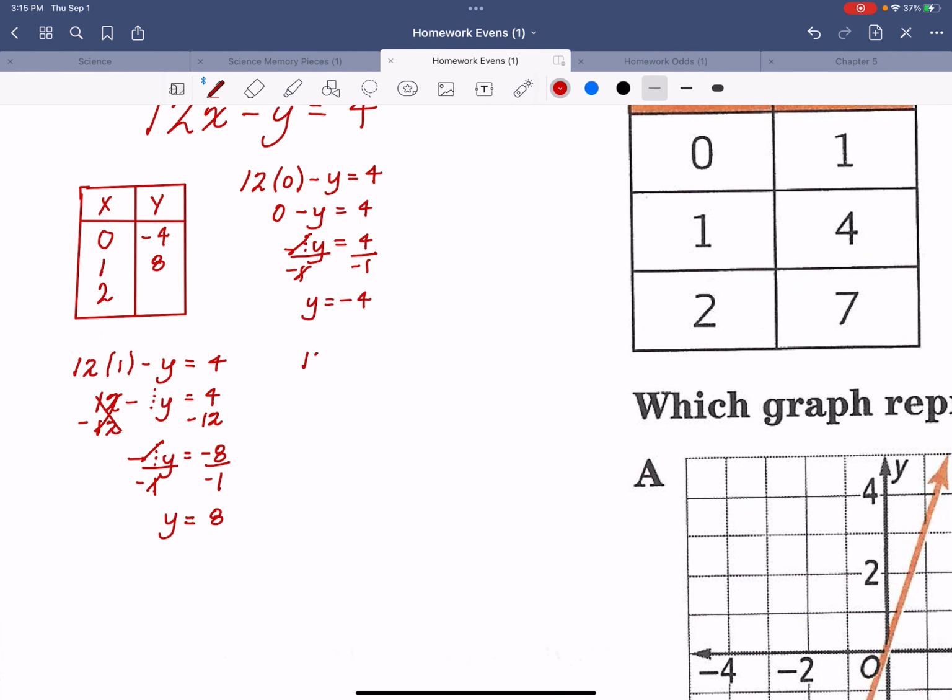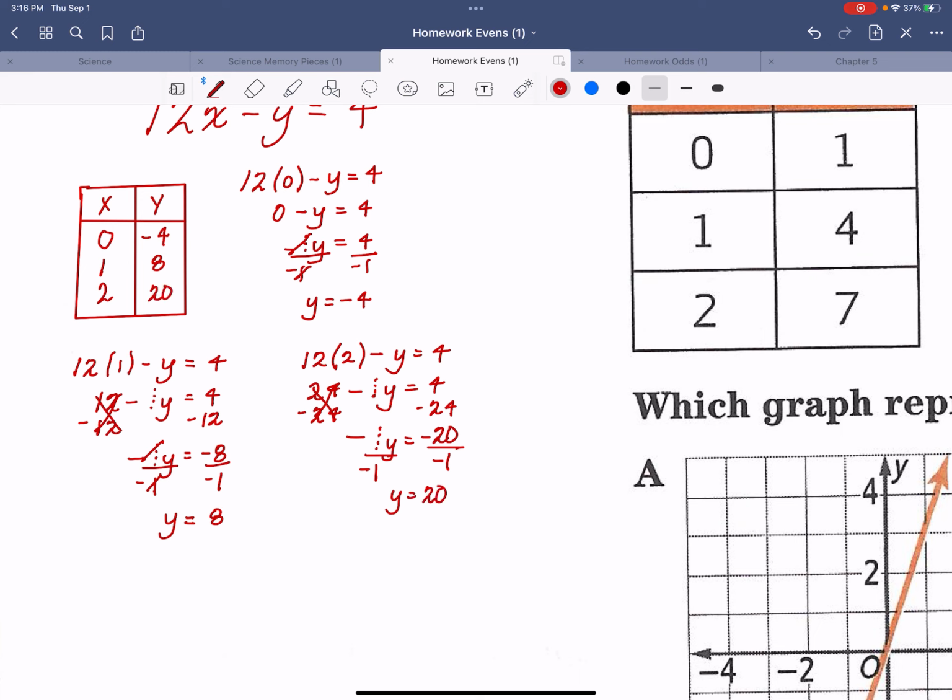And then let's do it one more time when x is worth 2. So we get 24 minus 1y is 4. Move the 24. So we're left with negative 1y is negative 20. Divide by negative 1, so y is positive 20.